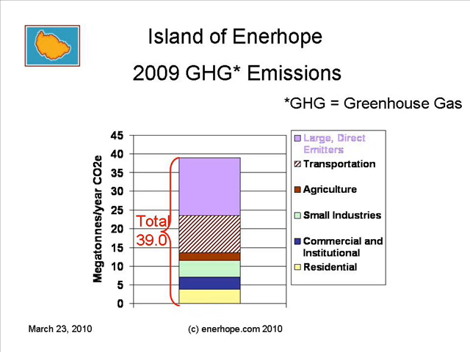The stacked bar graph shows how many megatons were emitted by each of the major sectors. For example, transportation, agriculture, residential, and so on. The biggest sector was large direct emitters, large industrial and power generation facilities that burned large quantities of fossil fuels. However, other sectors, in particular the transportation sector, also emitted large quantities of greenhouse gases.